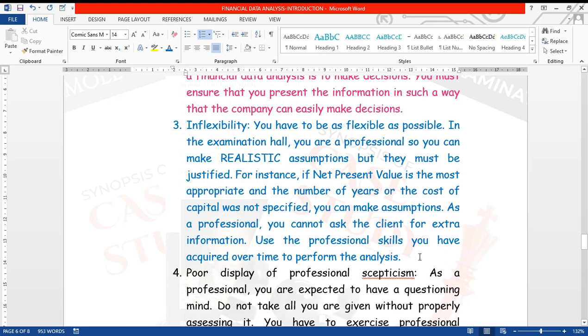Please don't go and say in your conclusion, no conclusion can be made concerning this contract because the client did not give us complete information. The client therefore should give us complete information.